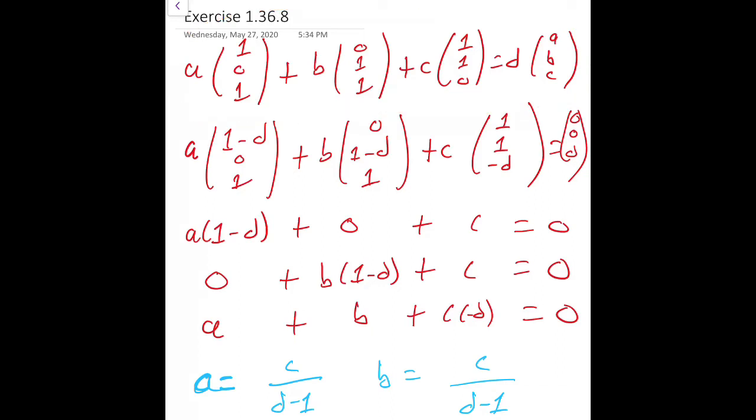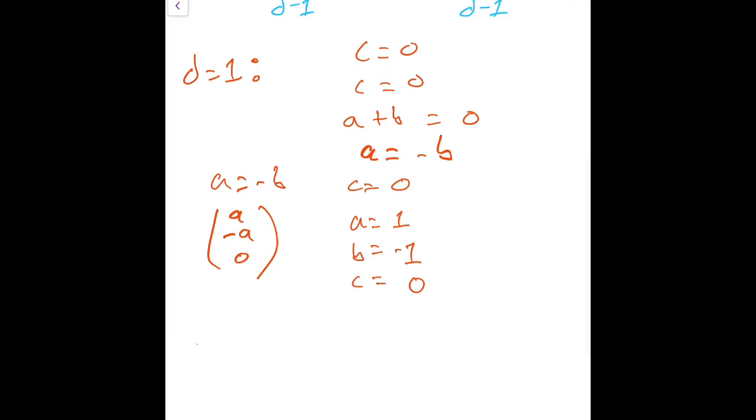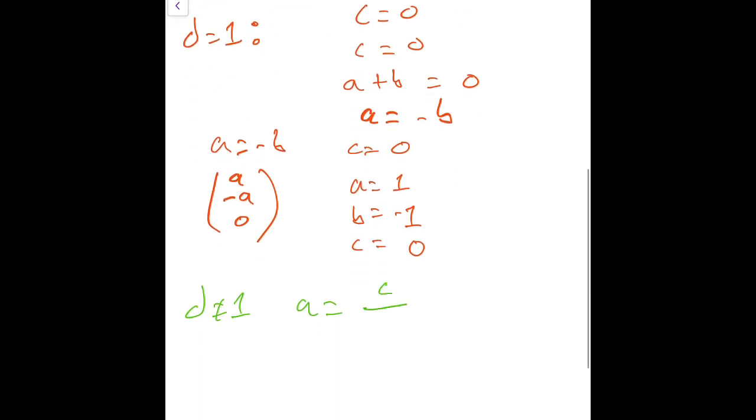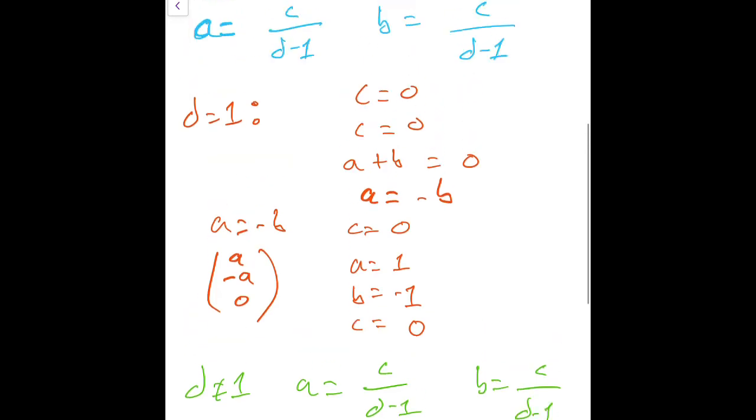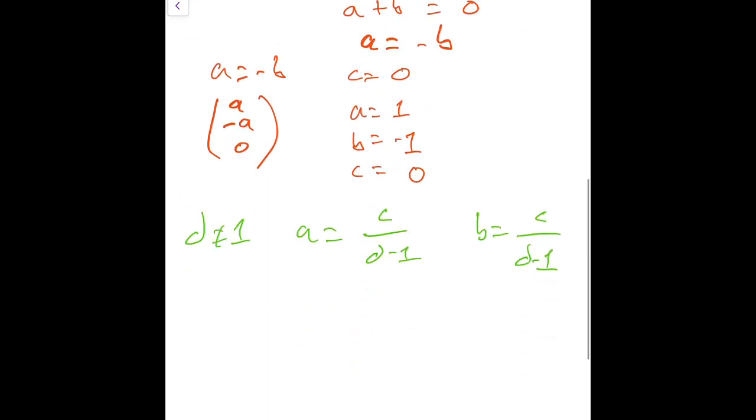Now let's handle the case when D is not equal to 1. If D is not equal to 1, then A is C over D minus 1, and B is also equal to C over D minus 1. Now we're going to take this value for A and B and plug it into the third equation there.